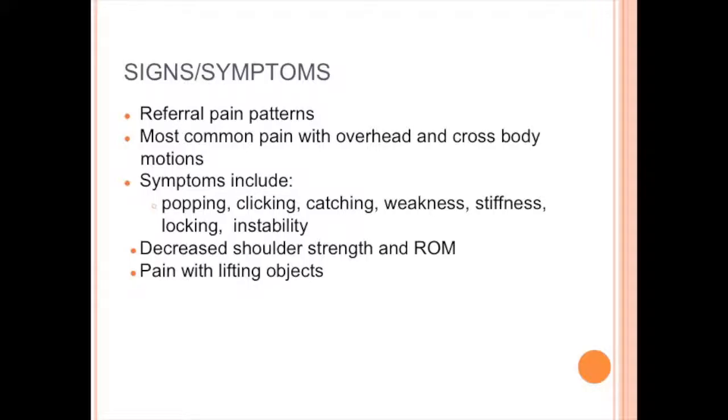Patients with SLAP lesions usually will have referral pain patterns where pain is felt in the front, back, or side of the shoulder, which can radiate into the upper arm, upper back, or neck. Most often their pain is with overhead and cross-body motions, and symptoms can include popping, clicking, catching, weakness, stiffness, locking, and instability. They're most likely going to show decreased shoulder strength and range of motion, and they usually have pain with lifting objects as well.